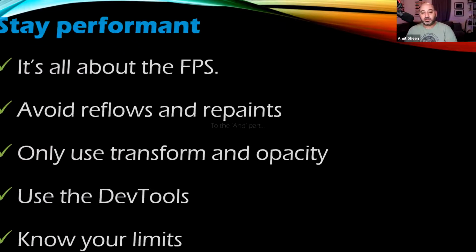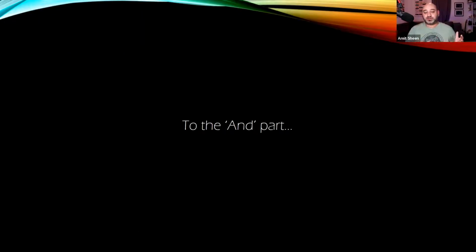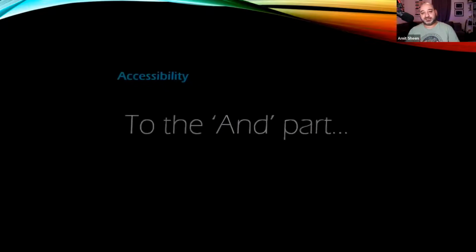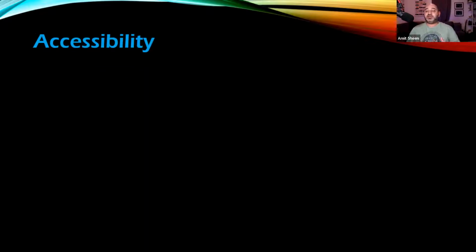But now let's go to the end part. I said let's talk about how to do CSS animations and stay performant and accessible. And accessibility, just like performance, you really shouldn't give up on accessibility. It's really, really important. And it's not that difficult, but there are some basic rules that you need to remember. And we're going to see an example for each one of them in a second.